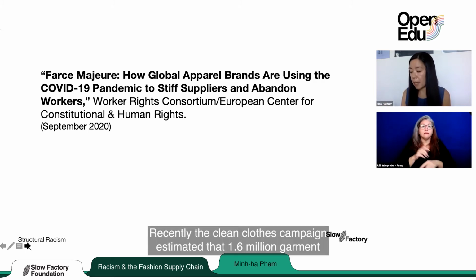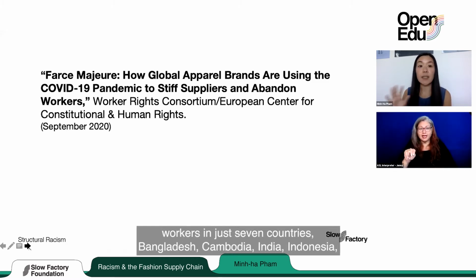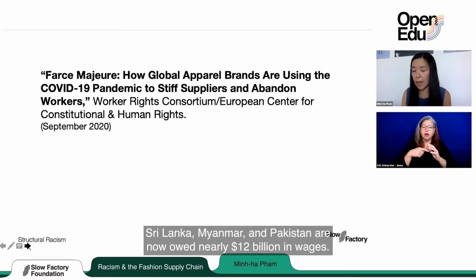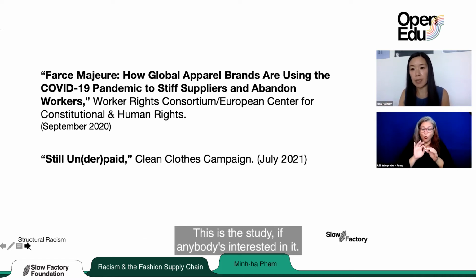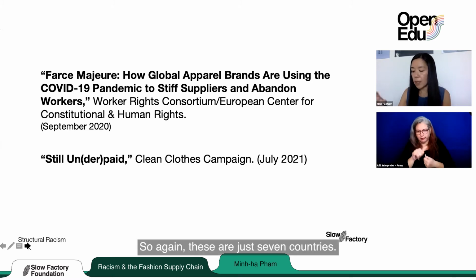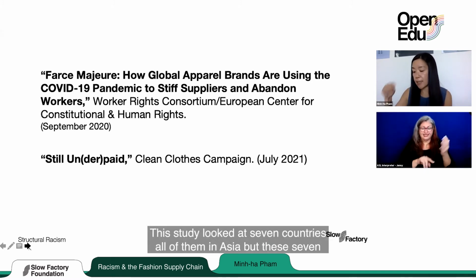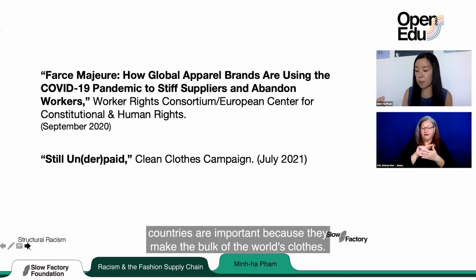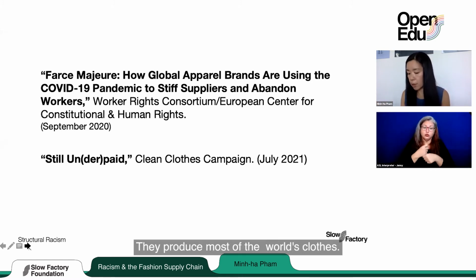Recently, the Clean Clothes Campaign estimated that 1.6 million garment workers in just 7 countries, Bangladesh, Cambodia, India, Indonesia, Sri Lanka, Myanmar, and Pakistan, are now owed nearly $12 billion in wages. This is the study if anybody's interested in it. So again, these are just 7 countries. This study looked at 7 countries, all of them in Asia, but these 7 countries are important because they make the bulk of the world's clothes. They produce most of the world's clothes.